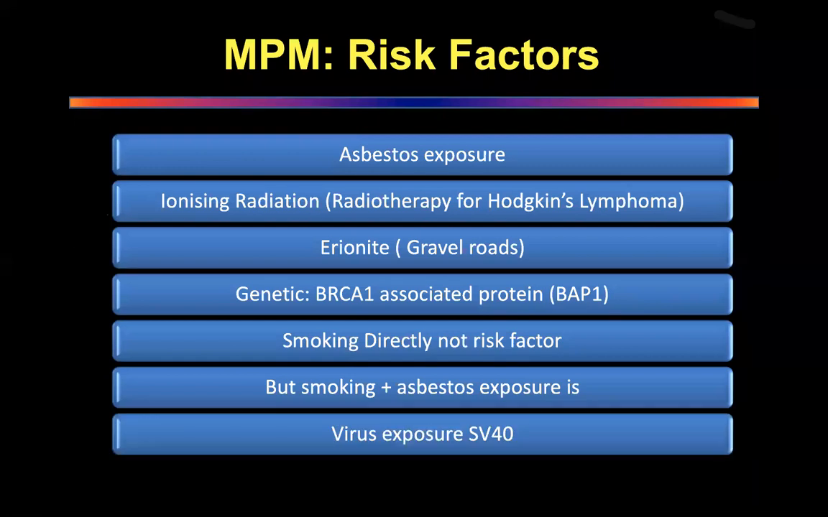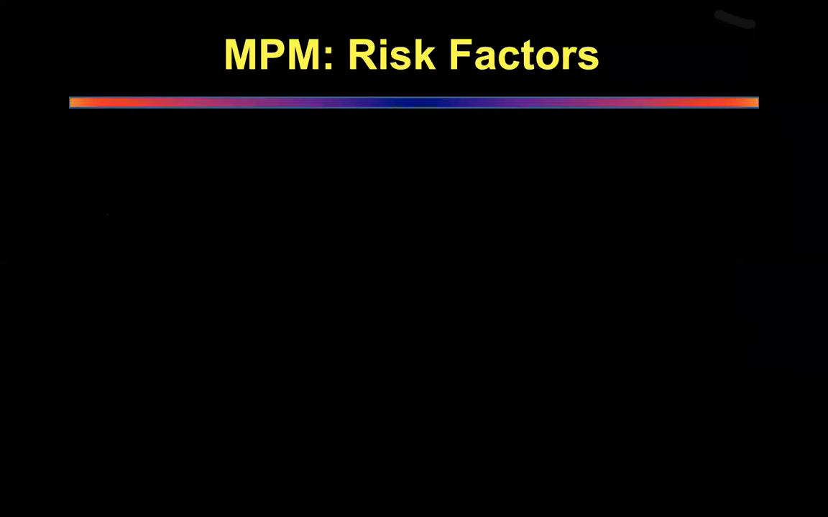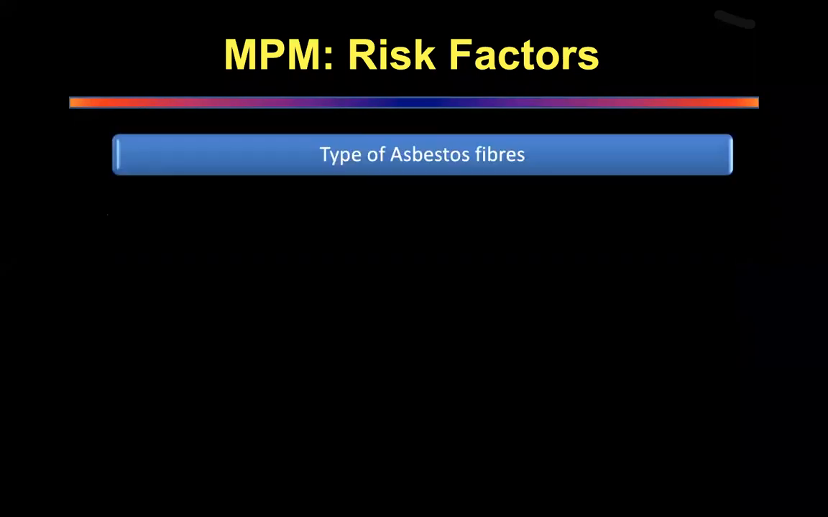There is some work which has looked at virus exposure. There is a virus called SV40, and we'll talk about this in a minute. It's simian virus 40. But let's look at asbestos first, see what asbestos causes.